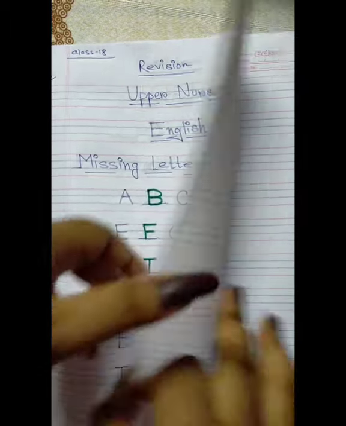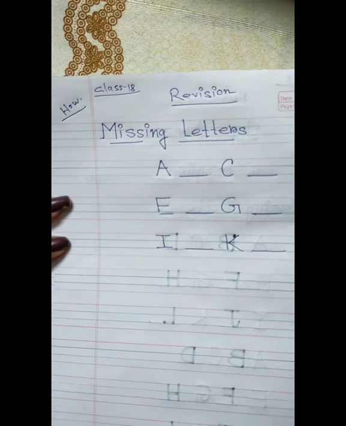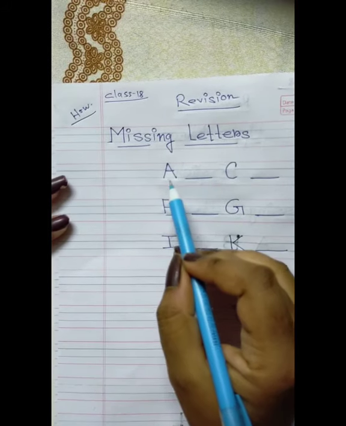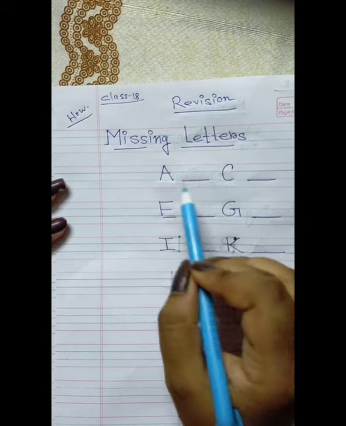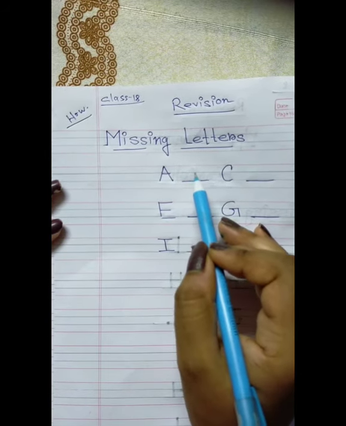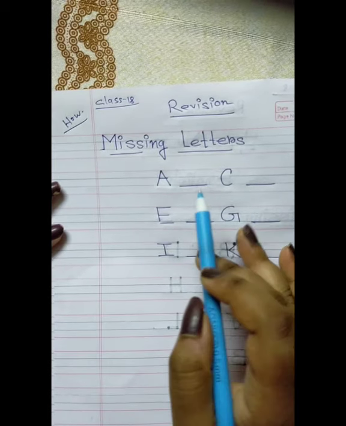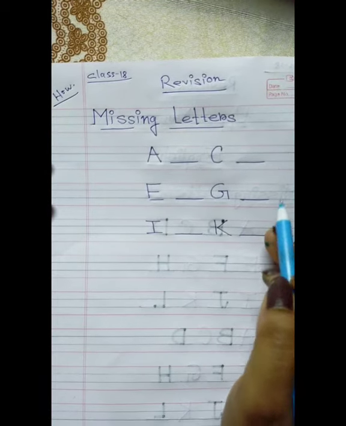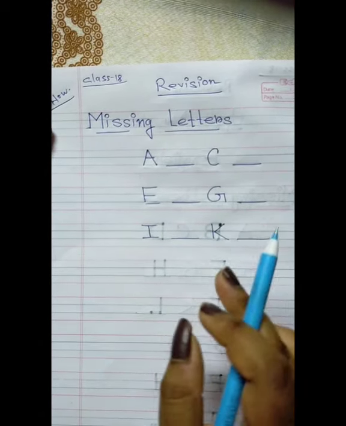So likewise, I always give you homework. This is for the parents. You will write the heading at the top, missing letters, and you will write the alphabets like this, and you will make a dash, and after making the dash you will ask your kids to fill up the blanks, and you will see whether they are writing in the correct form, in a correct way or not. Please follow this, and if not, do practice at home.